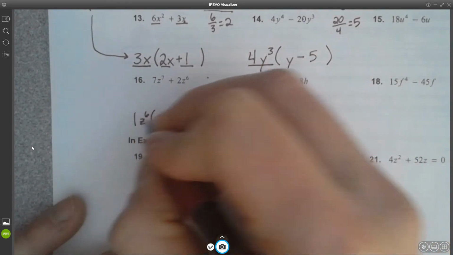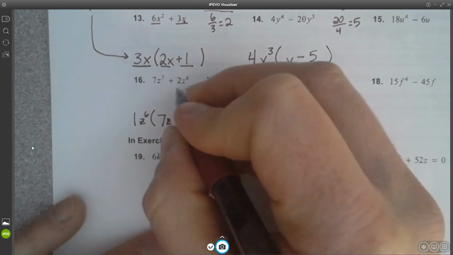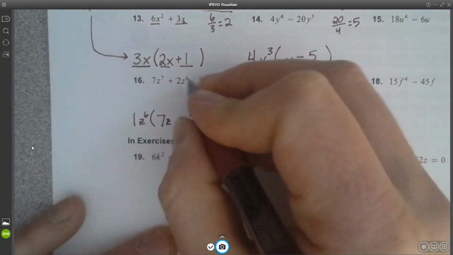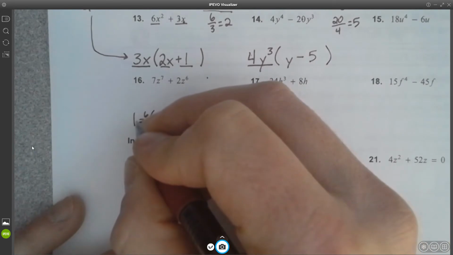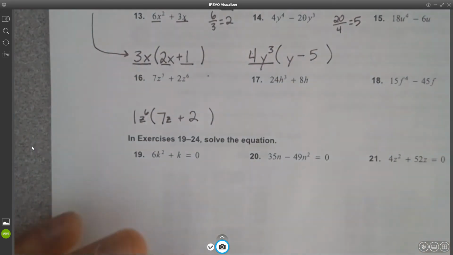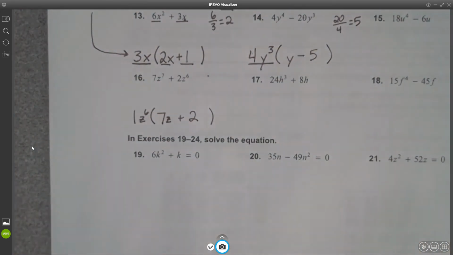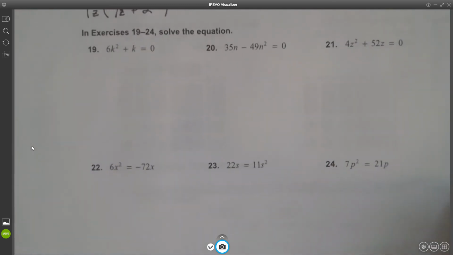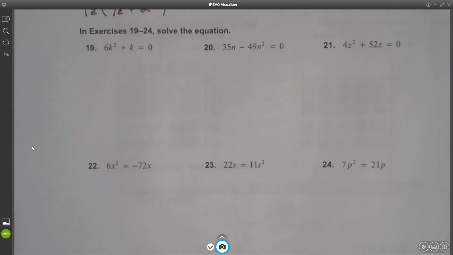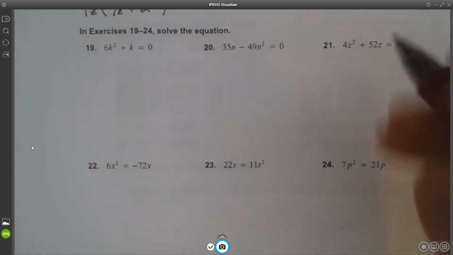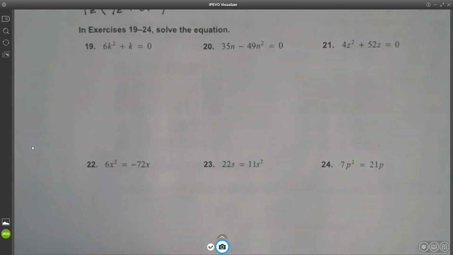Then 2 divided by 1 is 2. I had 6 z's here. I took all 6 out, so there's no z's left. The other piece of this is putting them both together.